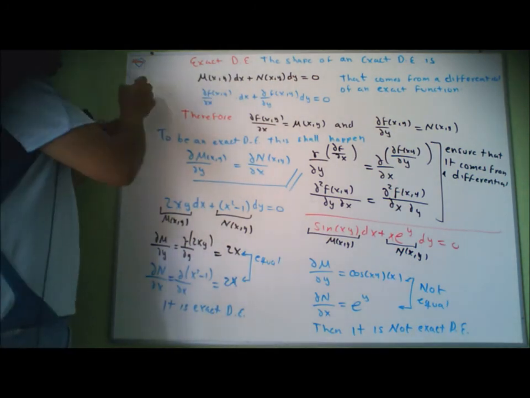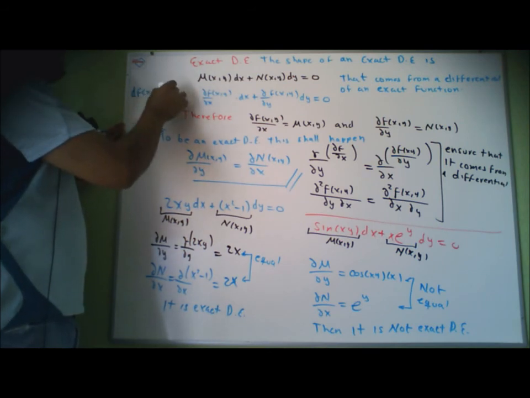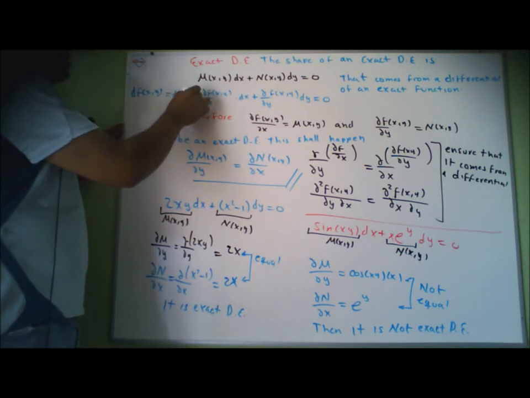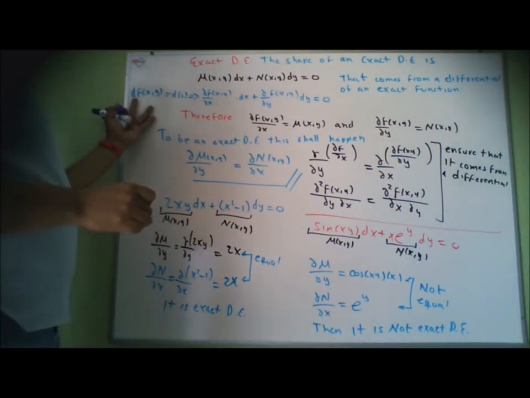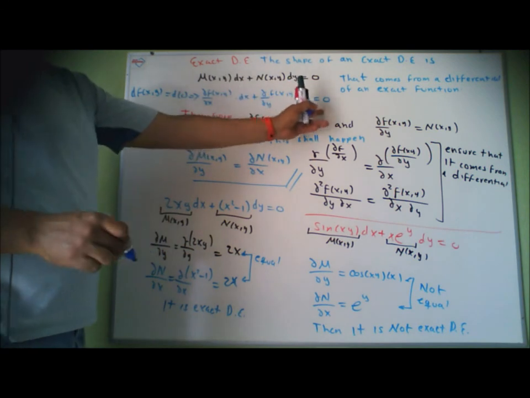Just let me add here the differential of a function, differential of a constant. Therefore, the differential of a function of two variables is this, and the differential of a constant is equal to 0.